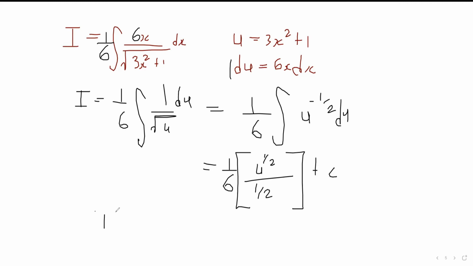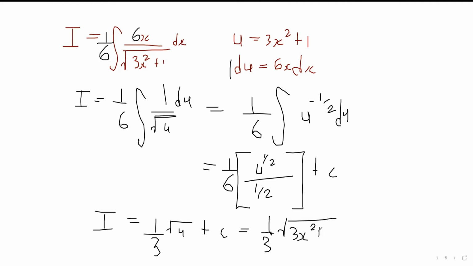Yes, sir. But we can't leave it like that. We have to rewrite it back. You see this 1 over a half right here? 1 over a half is 2. 2 over 6 would make it become 1 over 3 times the square root of u plus c. But they gave you the answer in terms of x, so that means it works out to be 1 over 3 times the square root of 3x squared plus 1 plus a constant c. It's that easy. All right?